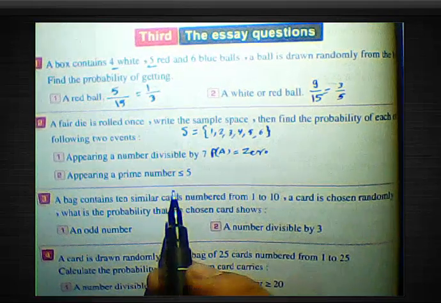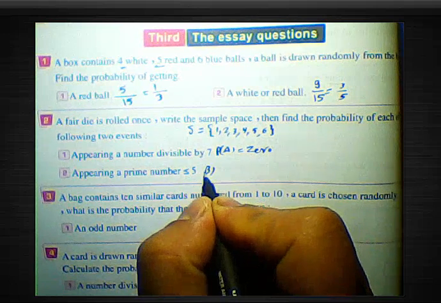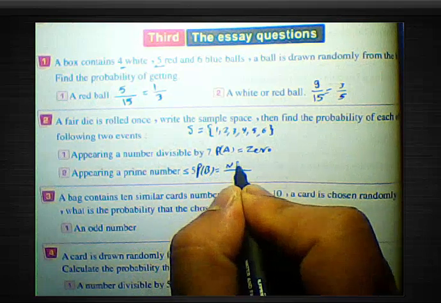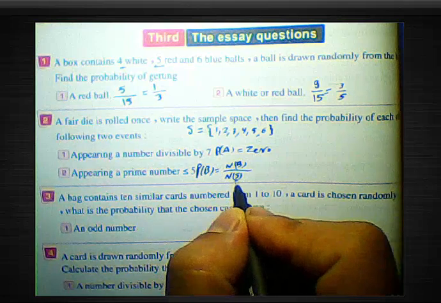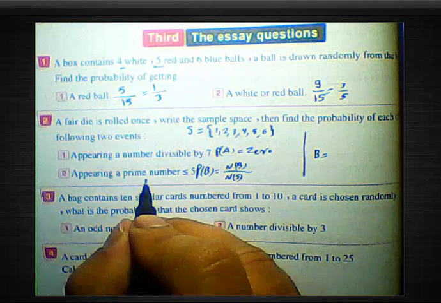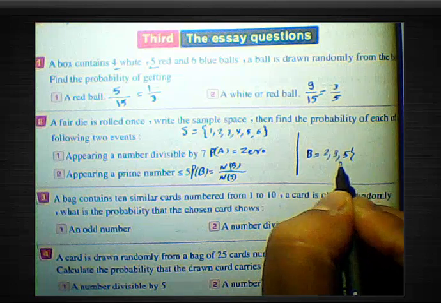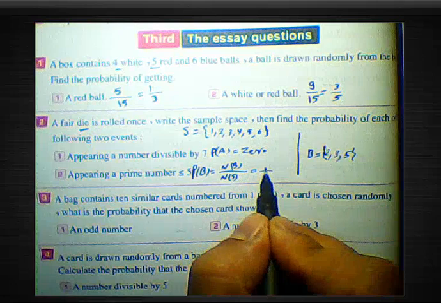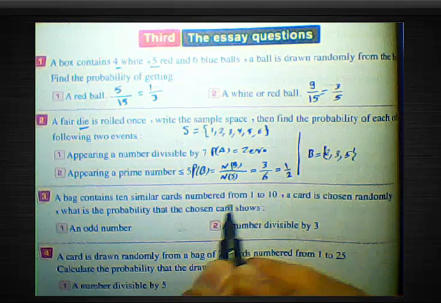Appearing a prime number less than or equal to 5. To find the probability of this event, we divide the number of favorable outcomes by the number of outcomes in the sample space. First we find this event: prime numbers less than or equal to 5 are 2, 3, and 5. So prime numbers on the die: we have 3 numbers from 6. The result will be 1/2.